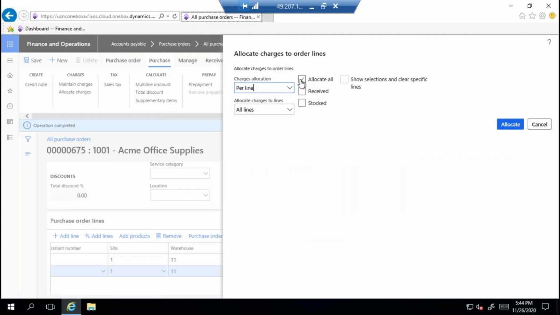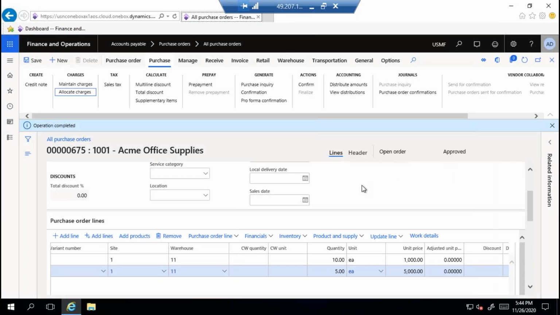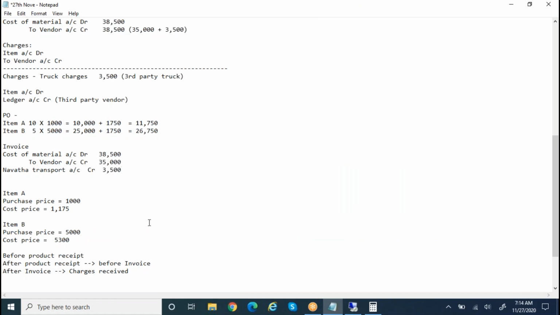Per line and allocate means it will be distributed equally. That is the first method. Here I want it to be proportionate. I don't want it like this. Okay, this is the per line method, and that is how it is happening.